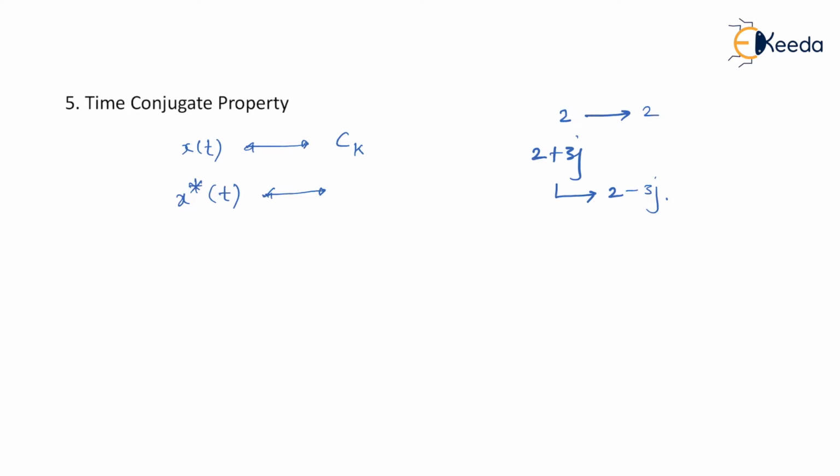So let's see what is the coefficient now. It is c minus k conjugate. Very simple. So for the original Ck, you have to only replace k with minus k and thereafter you have to conjugate it. So please remember.